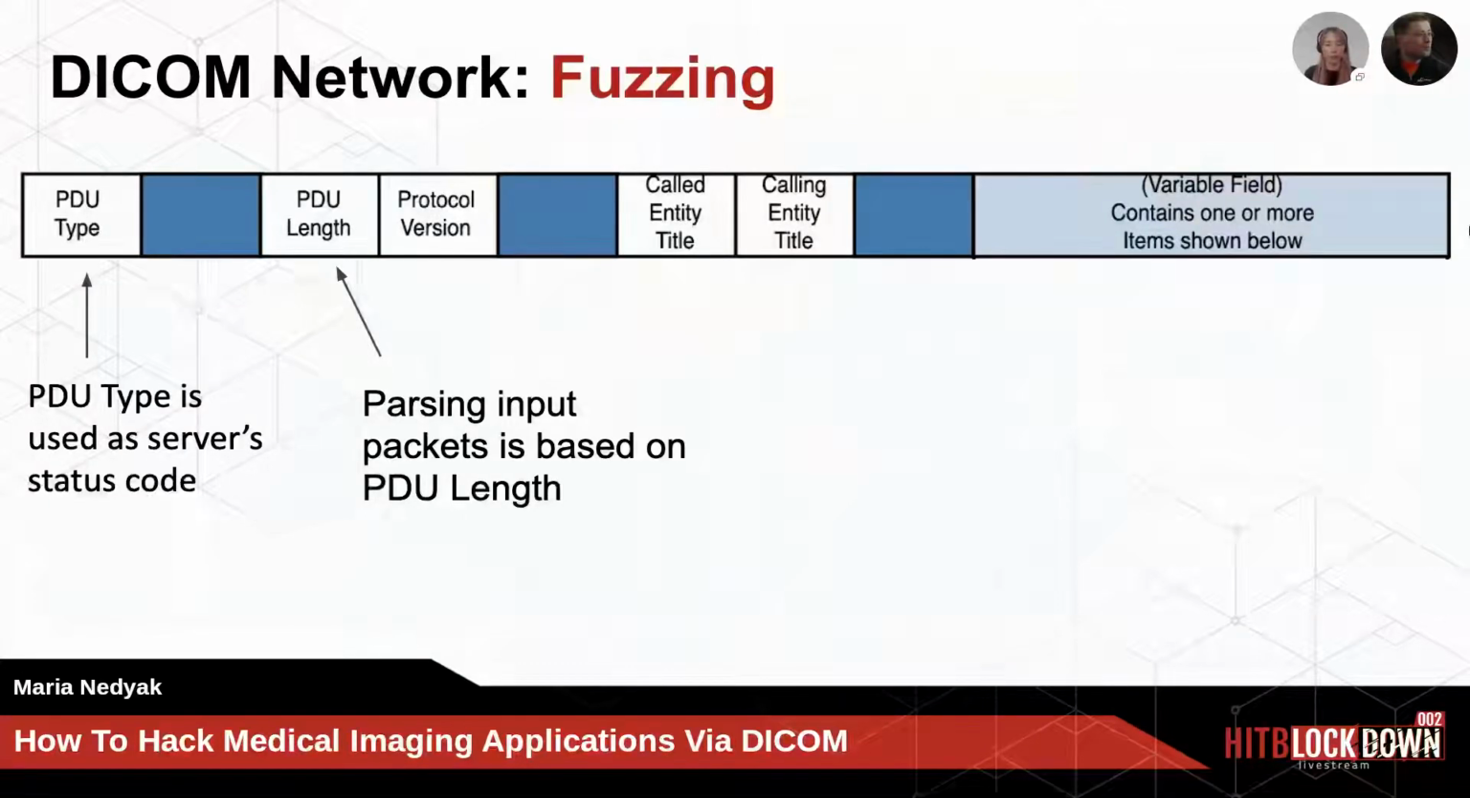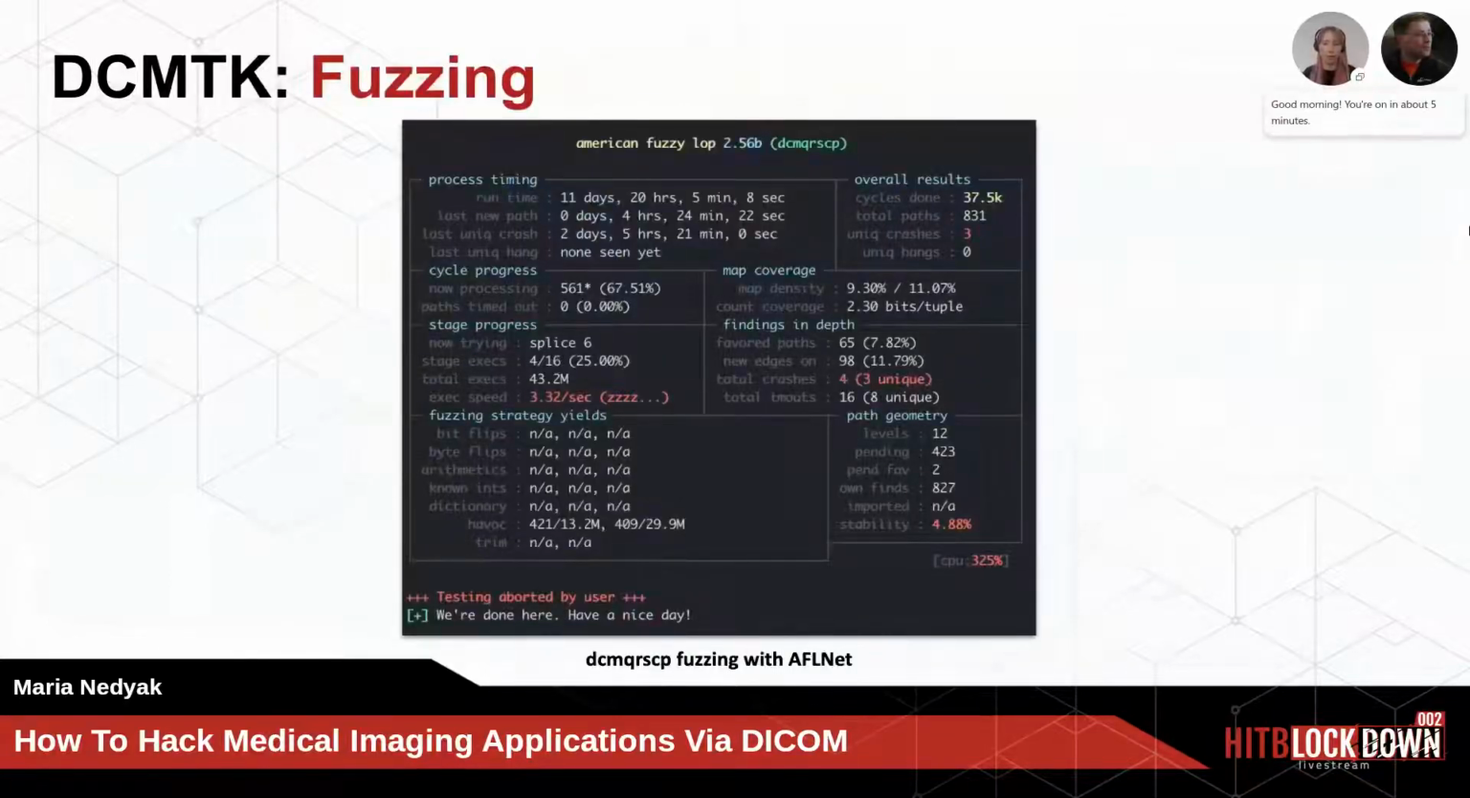FLNet for DICOM. Here is the structure of the DICOM packet, and I used PDU type as a response code, and the parsing of input data was based on PDU length. And here are the first results of fuzzing the DICOM server from the DCMTK. I have found a few DoSes, and all these DoSes were reported to DCMTK.